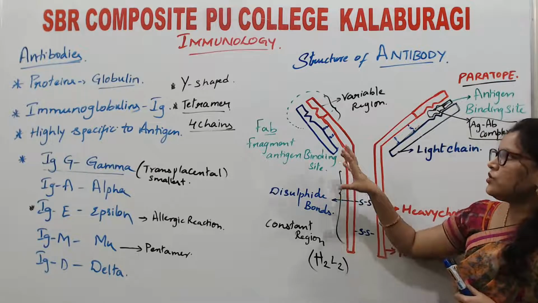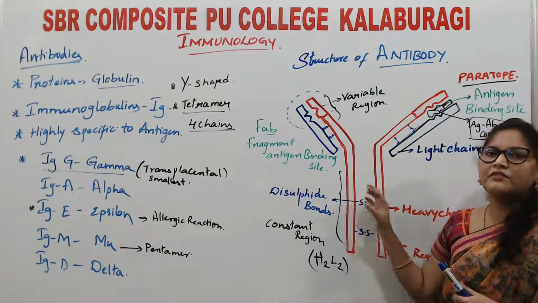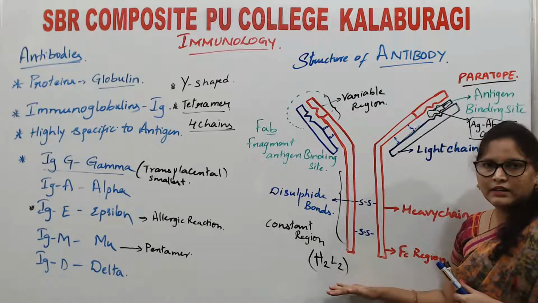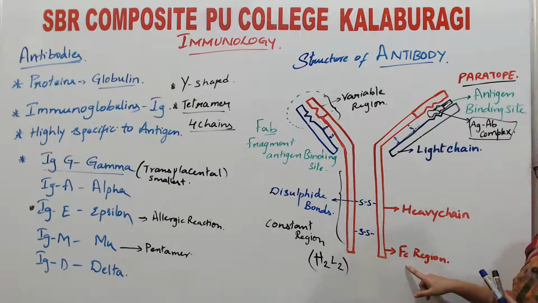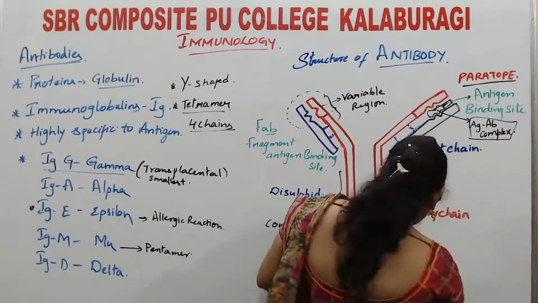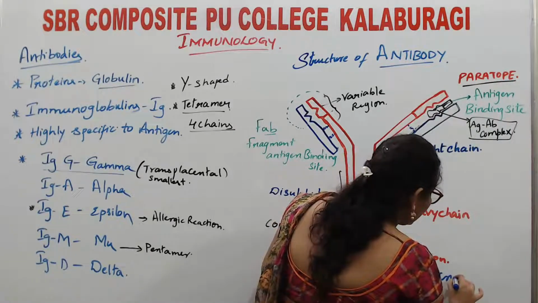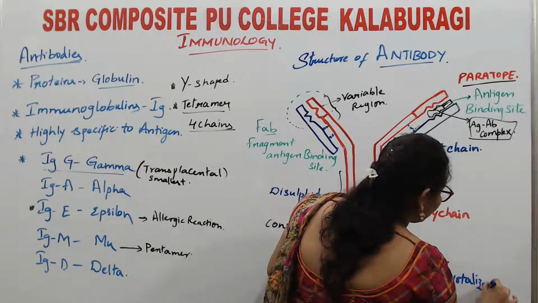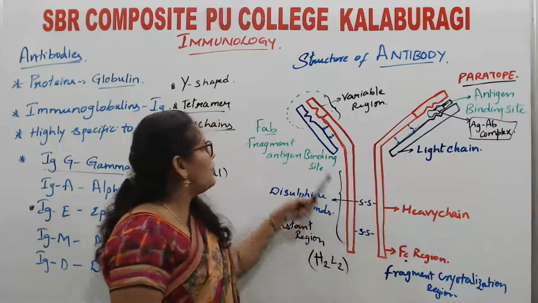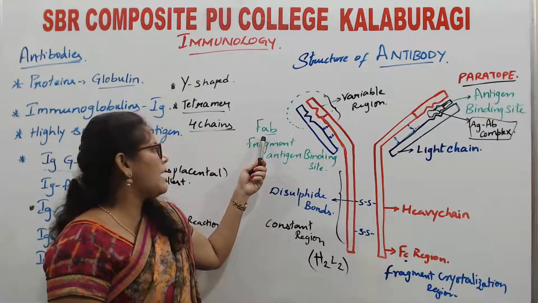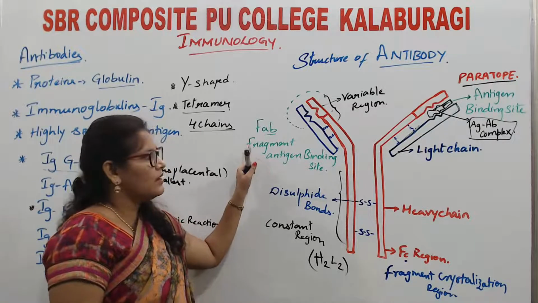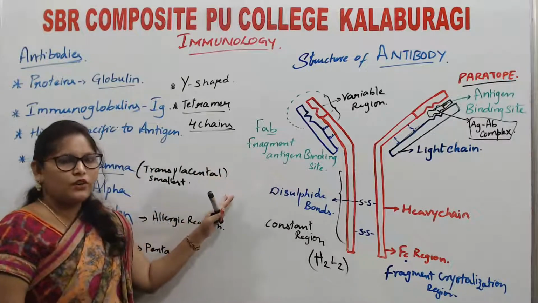An antibody consists of 2 regions. One is the variable region, where it can bind with the antigen. The opposite end is the constant region, which is known as the Fc region, or fragment. Fc means fragment crystallization region. Whereas the opposite end is known as the Fab region. Fab means fragment antigen binding site. Is that clear? This is the structure of antibody.